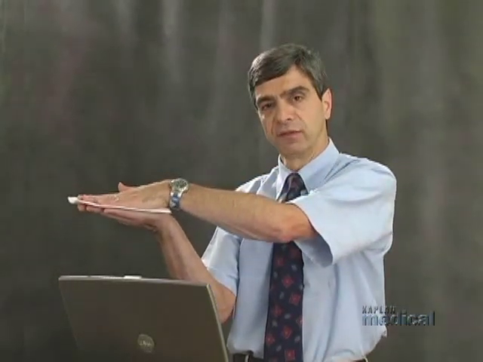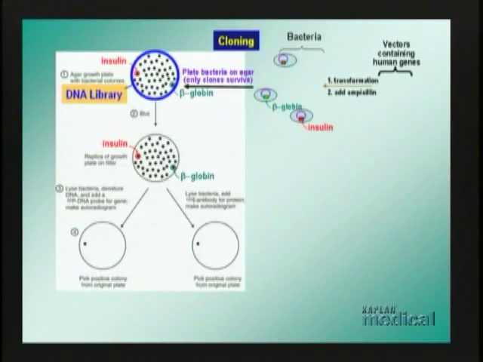Now, how are you going to detect it? You take this piece of paper, wash away all the excess probe, dry it, and overlay it with X-ray film. Anywhere the radioactive insulin probe hybridizes with the insulin gene, a dark spot will appear on the X-ray film. And because of the grid network that we have put onto this piece of paper, we know the exact position of that dark spot.